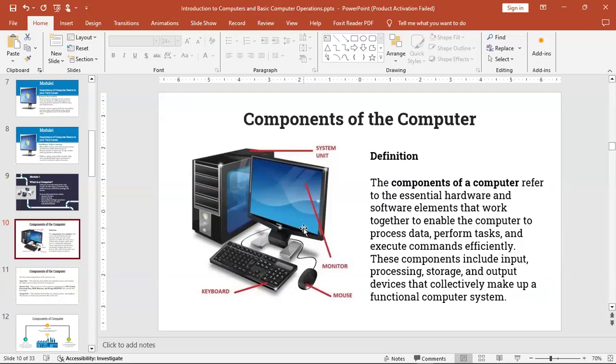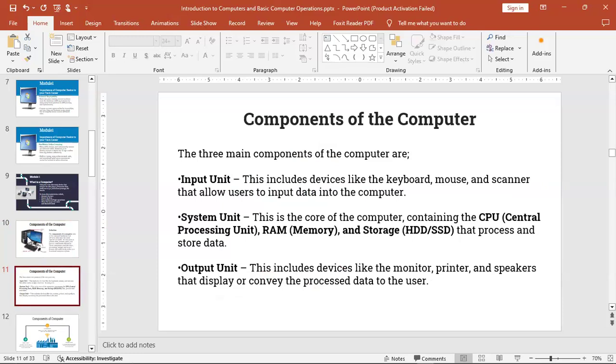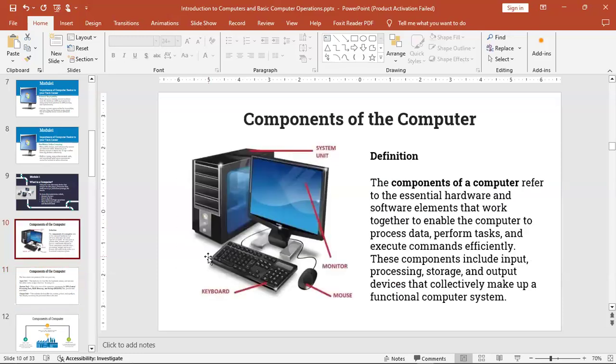In order to understand how a computer functions, how a computer operates, you must first understand what the components of a computer are. And there are three major components of a computer. We have the input unit, we have the system unit, and we have the output unit. So first, what is a component of a computer? A component of a computer refers to the essential hardware and software elements.